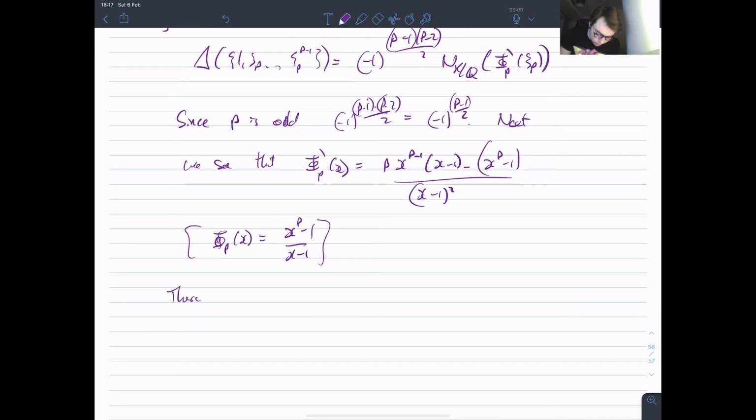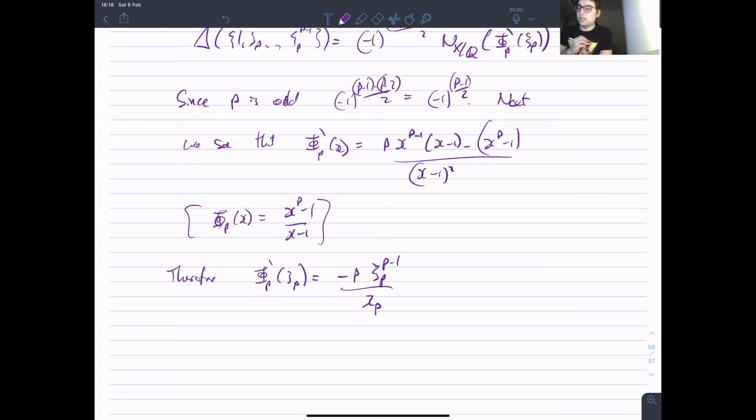Therefore, if you evaluate this at z_p, you get (-1)^p z_p^(p-1), all divided by 1 - z_p at the bottom, so that's just λ_p.